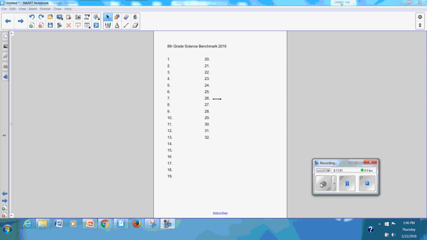Question 26. A roller coaster containing 3 cars is accelerating at 10 meters per second squared before it comes to an abrupt stop at the end of the ride. The mass of one cart is 300 kilograms. How much force was exerted on the roller coaster to bring it to a stop? 9,000 newtons, 900 newtons, 30 newtons, or 3,000 newtons?